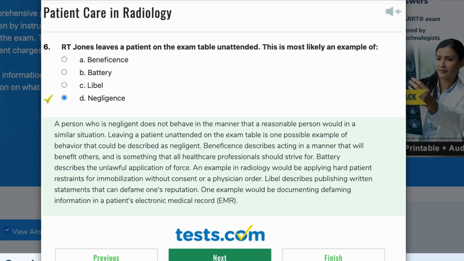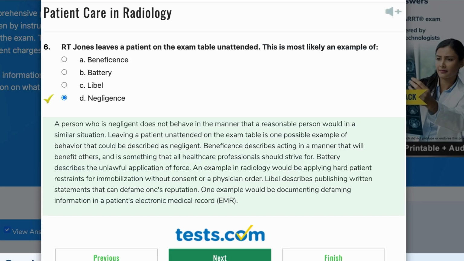D. Negligence. A person who is negligent does not behave in the manner that a reasonable person would in a similar situation. Leaving a patient unattended on the exam table is one possible example of behavior that could be described as negligent. Beneficence describes acting in a manner that will benefit others and is something that all healthcare professionals should strive for. Battery describes the unlawful application of force.